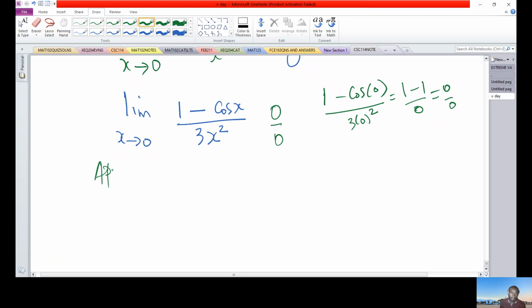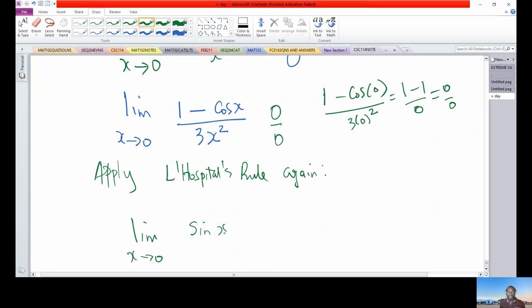So apply L'Hospital rule again. So it will be limit as x approaches 0. Now this one is minus sine, minus minus positive, so we have sine of x over 6x. Now you also try to see whether this process will end here. So 6 times 0. Sine of 0 is 0, 6 times 0 is 0. So this is still the case of 0 over 0.